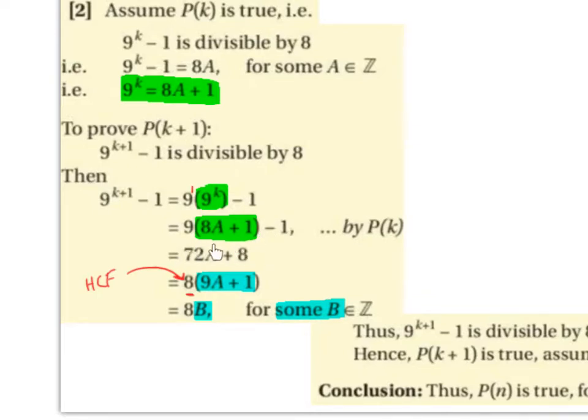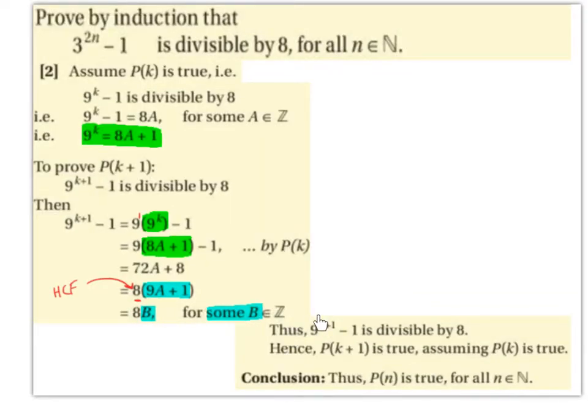Now we're going to factorize. We're going to take 8 outside the bracket, that's our HCF. So 8 into 72a leaves us with 9a, and 8 into 8 goes once. So we have 8 times 9a plus 1, and we're going to swap the 9a plus 1 for b. So b is some value, which is an element of the integer set. It doesn't matter what it is, but it's some value. So you end up with 8 times b.